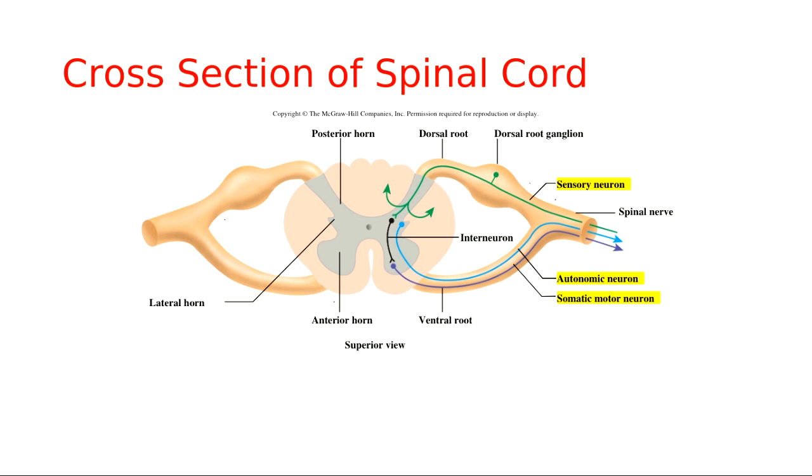So you can see a sensory neuron coming in, bringing the information. There's the little dorsal root ganglia where the body of the sensory neuron is located. And it is giving the information to an interneuron, which in turn stimulates a somatic motor neuron, which takes out the command.